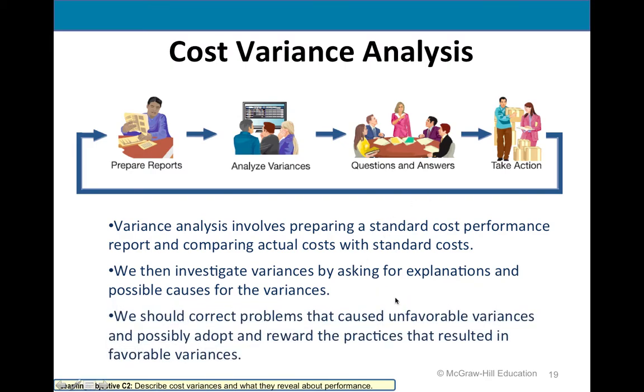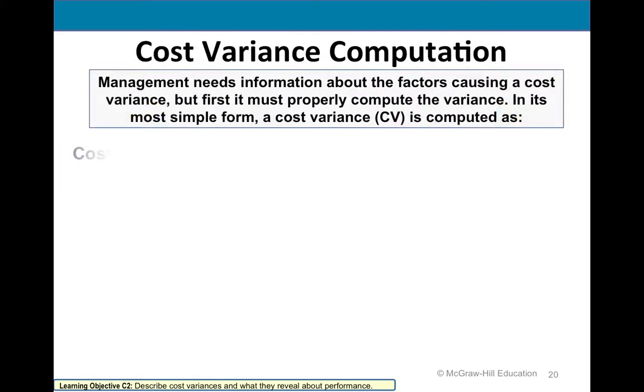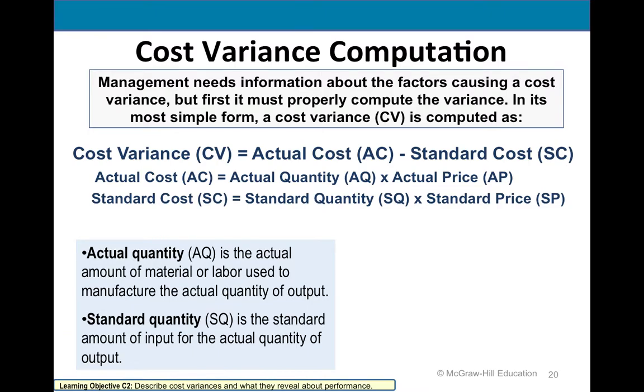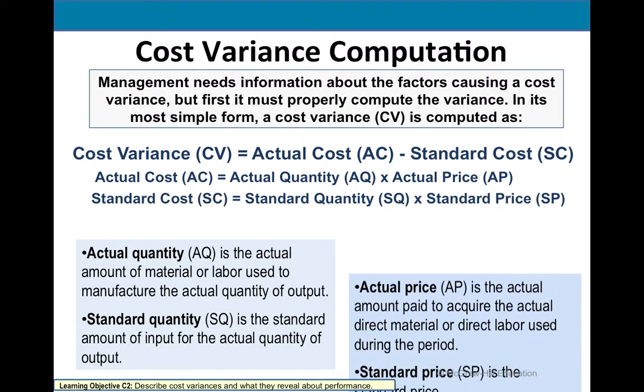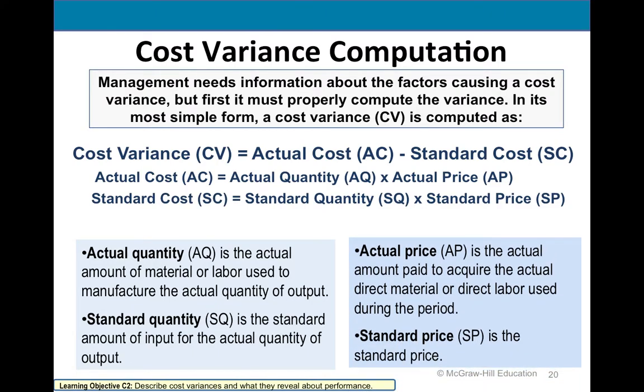The whole point is any problems that cause unfavorable variances, correct them. Reward the practices that result in a favorable variance, if you got an F. Again, you always do the cost variance. Compare the actual cost minus standard cost, or actual quantity minus standard quantity, actual price, standard price. Pretty much what you actually did, what you should have done, or what you spent, what you should have spent.